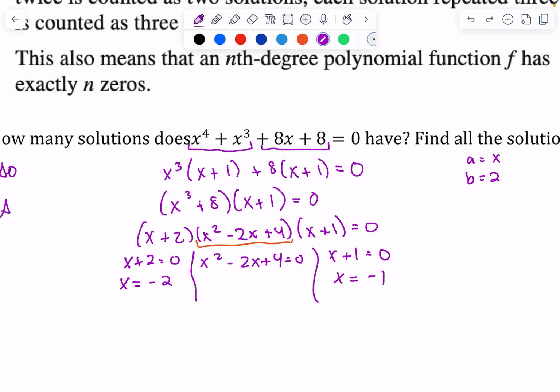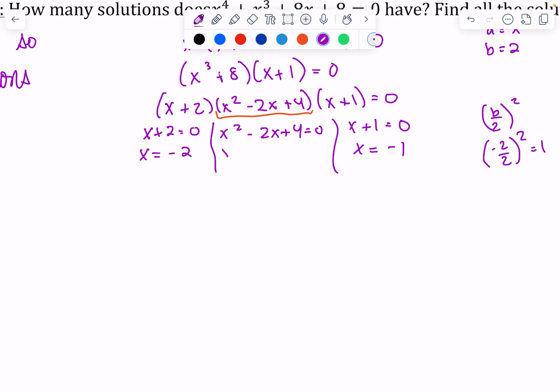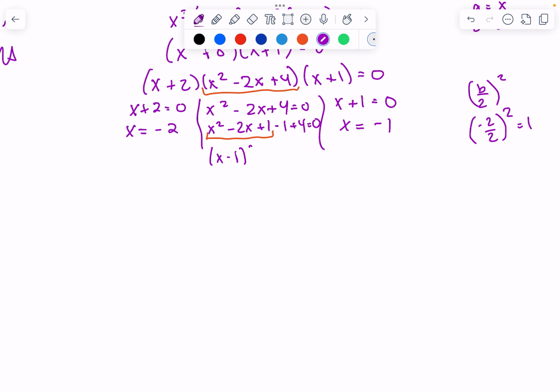So you could do completing the square in this one since the b value is even, or you could do quadratic formula. Now, last class we had done the quadratic formula, so let's complete the square for this. If you remember, completing the square, I do b divided by 2 squared. So in this case, that's negative 2 divided by 2 squared, which is going to give me a positive 1. So I have x squared minus 2x plus 1 minus 1 plus 4 equals 0. Then I factor the perfect square trinomial, and I get x minus 1 squared, and then I'm going to have plus 3 equals 0.